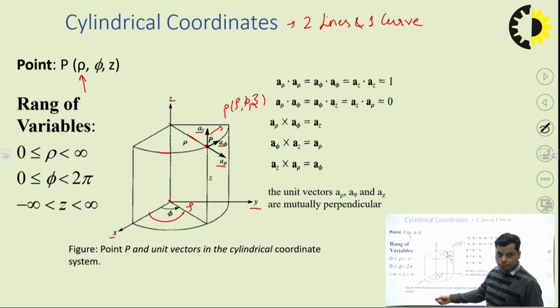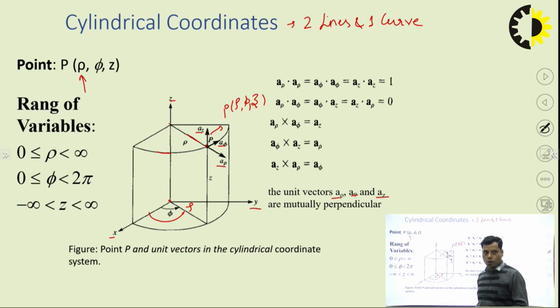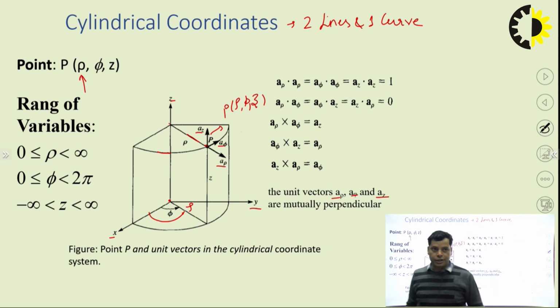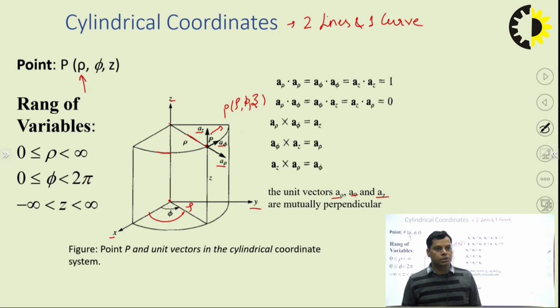So a rho, a phi, a z are the unit vectors, and all are mutually perpendicular to each other. If we do the dot product, for the same coordinate, a rho dot a rho will be 1, and a phi dot a phi will be 1. If we multiply the unit vectors of two different coordinates, it becomes 0.